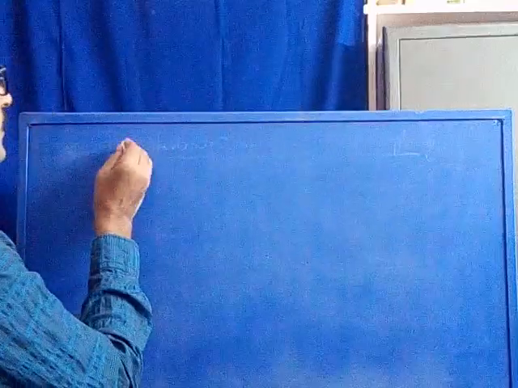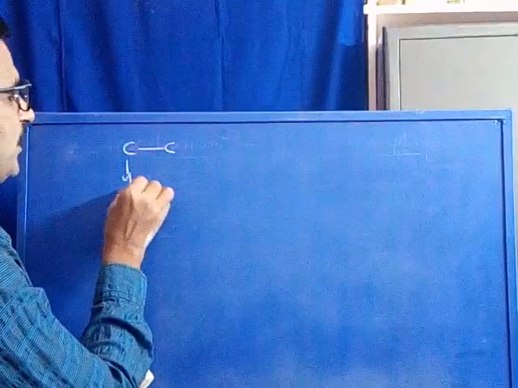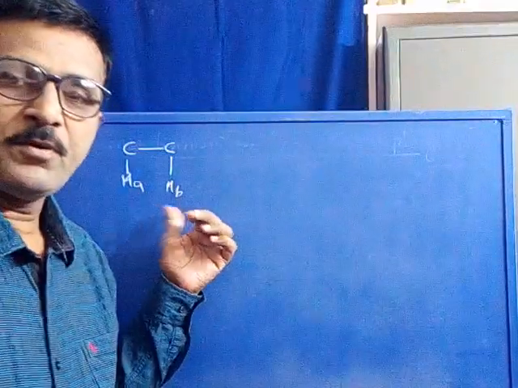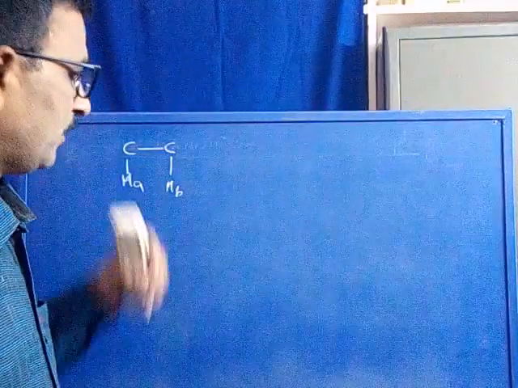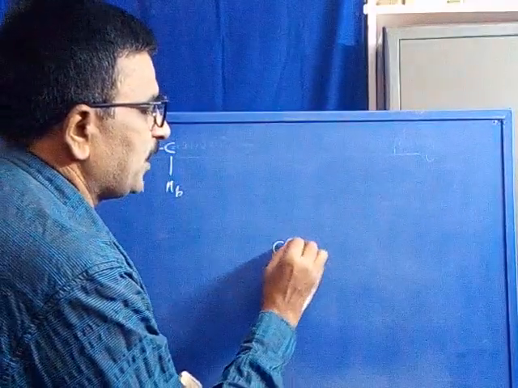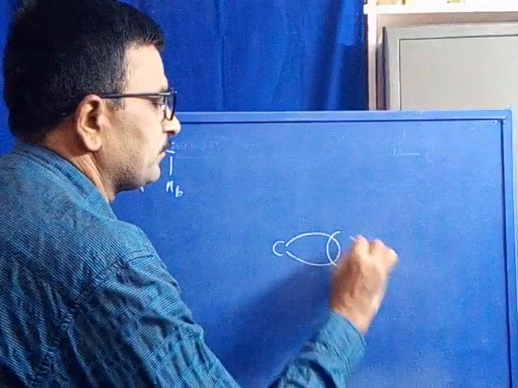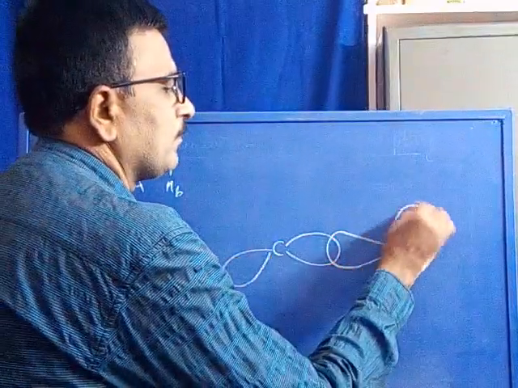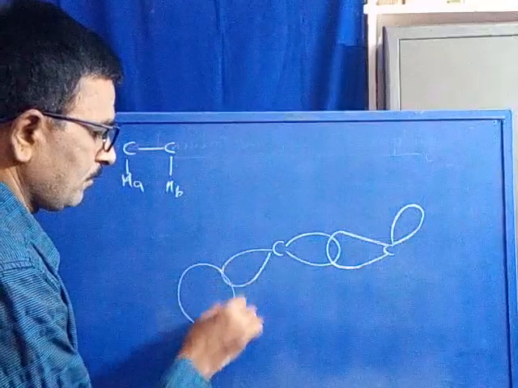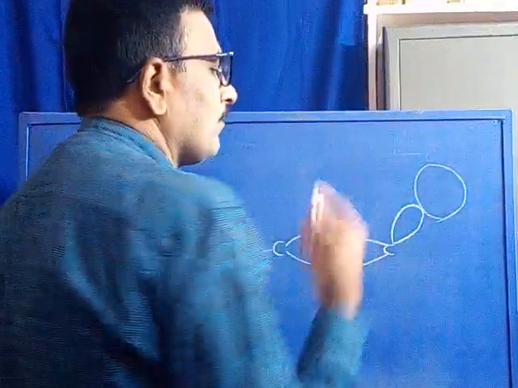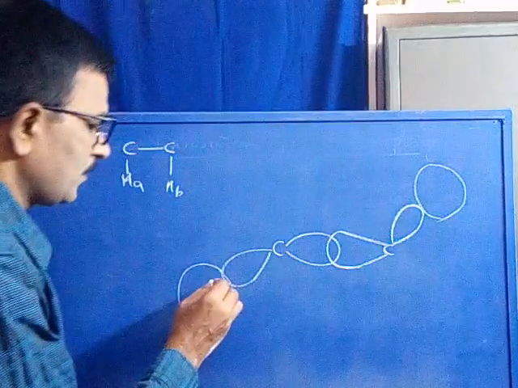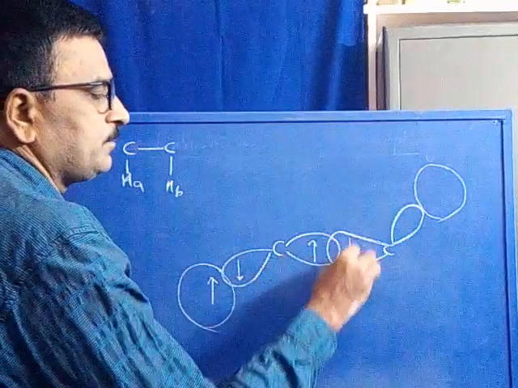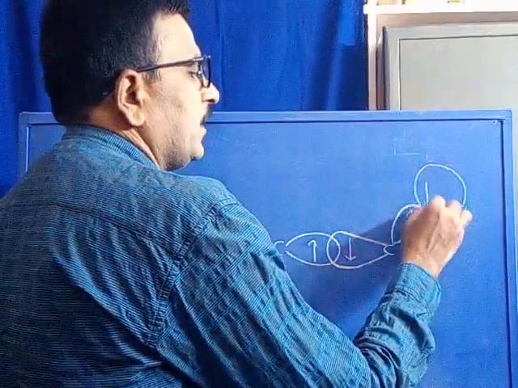Say, for example, we have a system of two non-equivalent protons, HA and HB. Now, its orbital diagram.